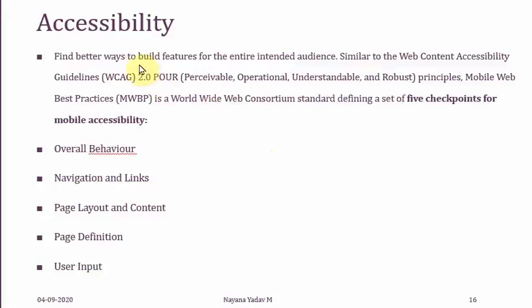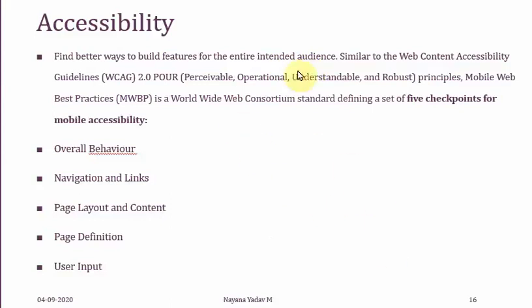So, finding better ways to build features for the entire intended audience. What is the meaning of this? In accessibility, what can you do? Accessibility means that your application should be accessible to everyone, from the youngest one to the eldest one. So we have to try and find ways to add better features so that the entire intended audience should be able to use it.